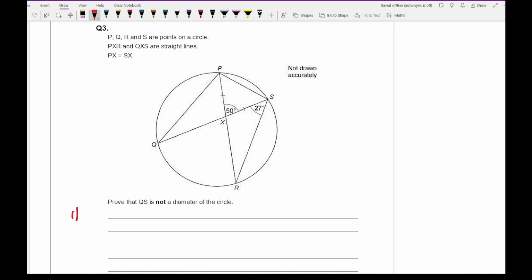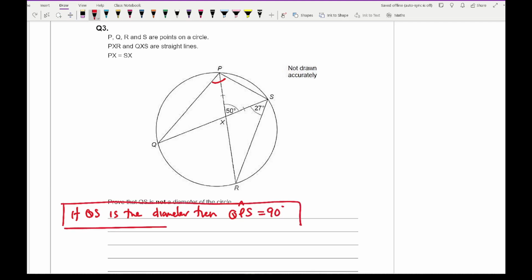So if QS is the diameter, then this angle here, QPS, will equal 90 degrees. So this is the rule that I'm going to be using if QS is the diameter. Let's have a look at actually working this out. Let me just get rid of that angle there. Now from this, I can see that this angle here is going to be 27 degrees.